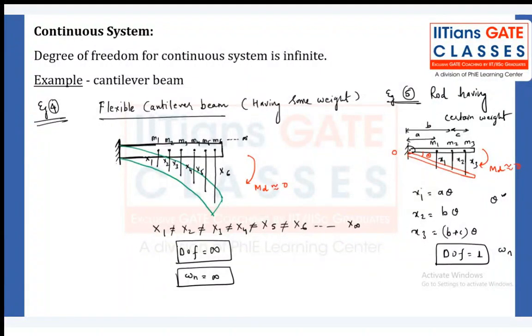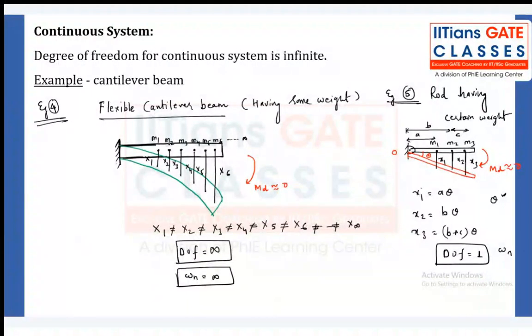To each and every mass, if I allot a displacement variable x1, x2, x3, x4, x5, x6, these displacement variables will not be equal. There is no other option. Why will they not be equal? Because whatever the deflection is, we have bending deflections. It's a cantilever beam, so they will not be equal. So how many degrees of freedom are there? If there are infinite masses, there are infinite displacement variables, infinite degrees of freedom, infinite natural frequencies.